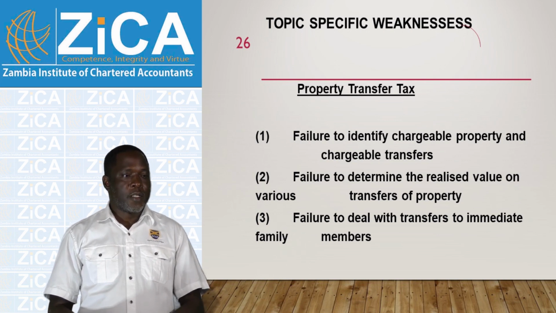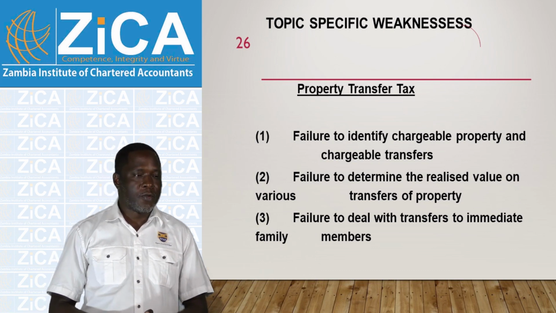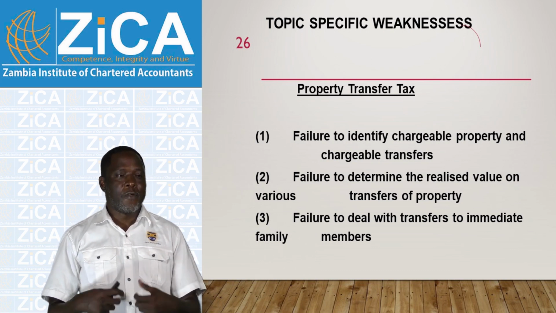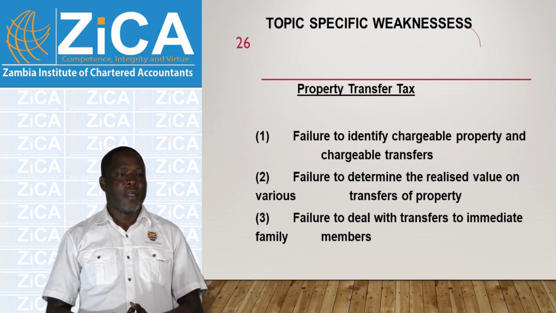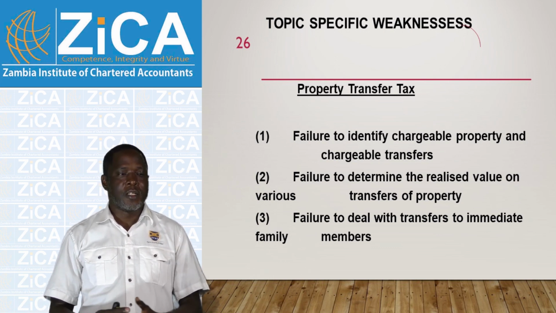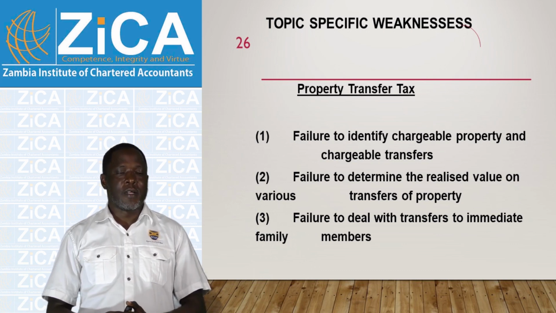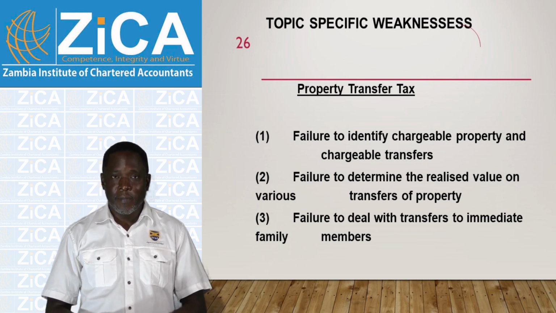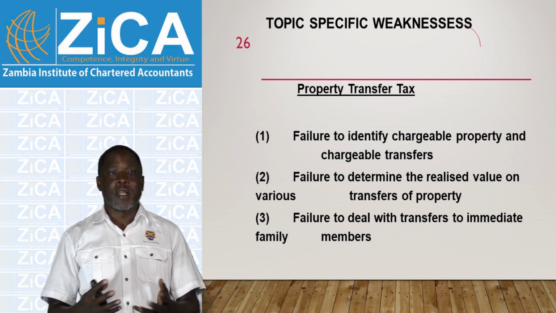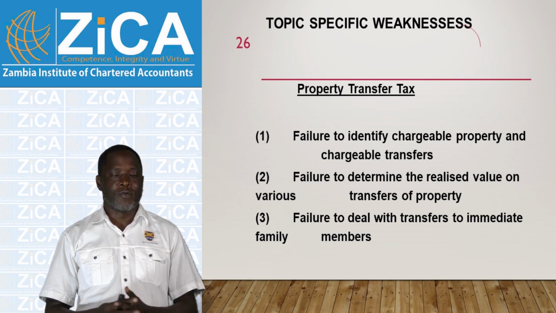Let us look at property transfer tax. When it comes to dealing with questions on property transfer tax, some of the major weaknesses include a failure to identify a property which is chargeable under property transfer tax. You find that students will even compute property transfer tax on chattels, implements, plant and machinery, which fall outside the scope of property transfer tax.